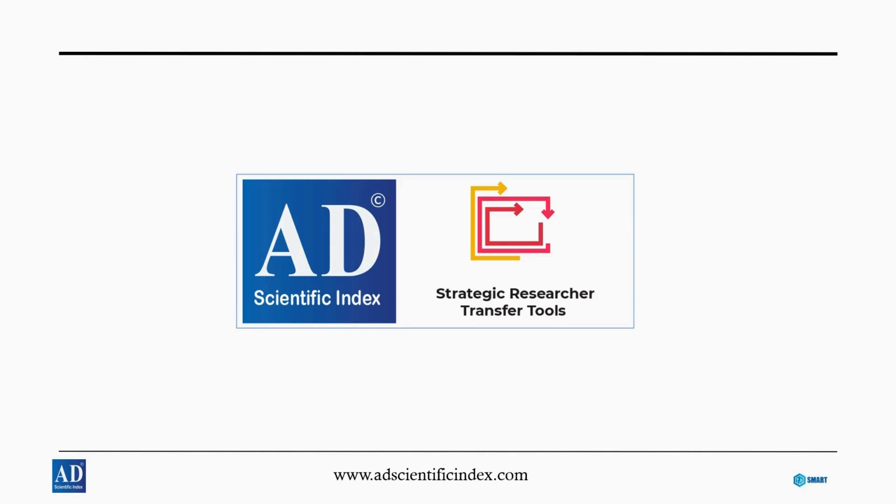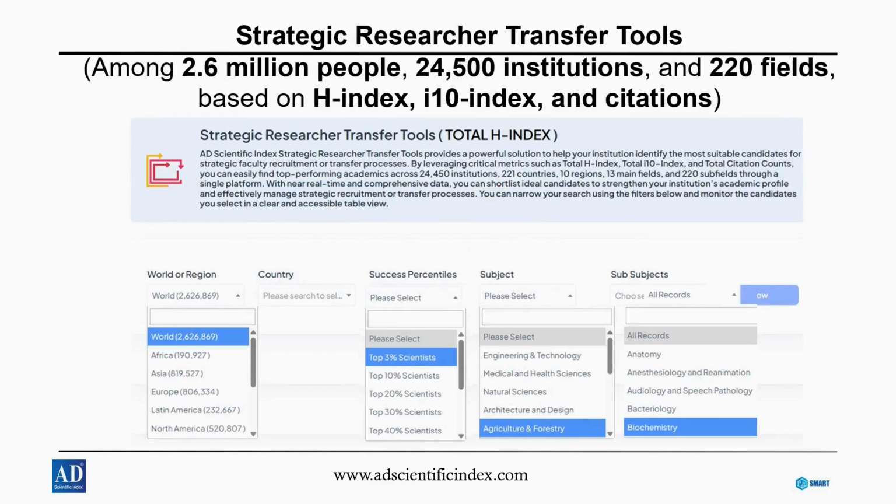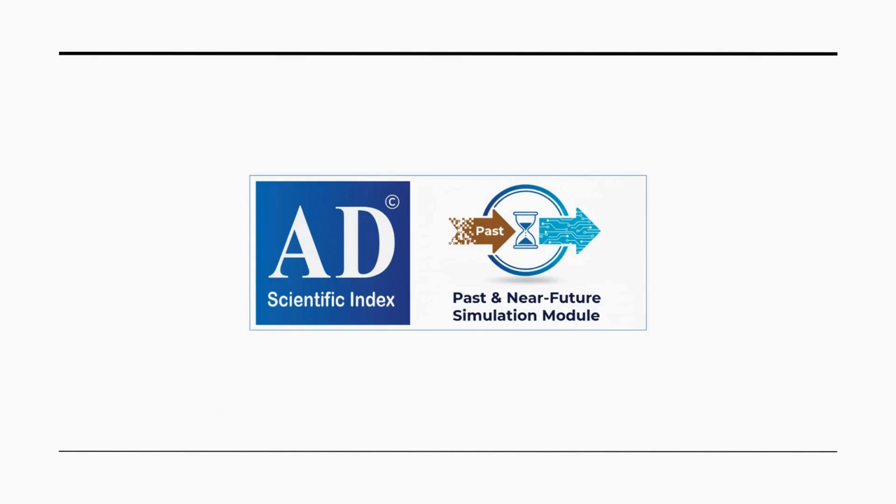These tools provide insights that support smarter academic planning and stronger institutional development. Strategic researcher transfer tools allow institutions to identify top-performing academics among 2.6 million researchers, 24,500 institutions, and 220 fields. Using detailed metrics such as H-index, I-10 index, and citation counts, the platform helps shortlist ideal candidates by filtering across regions, countries, success percentiles, fields, and subfields, supporting data-driven recruitment and transfer decisions.